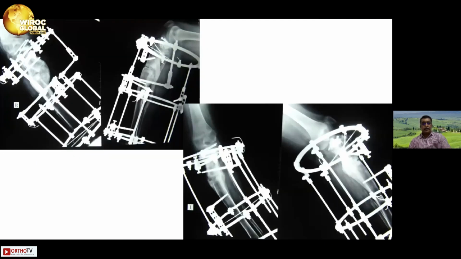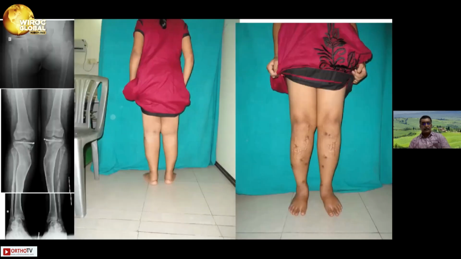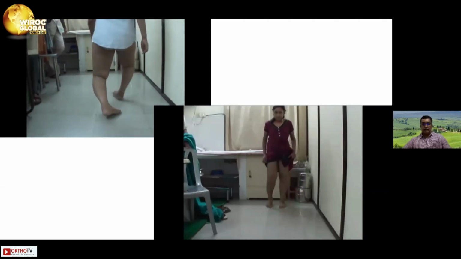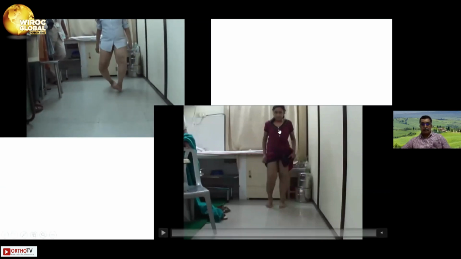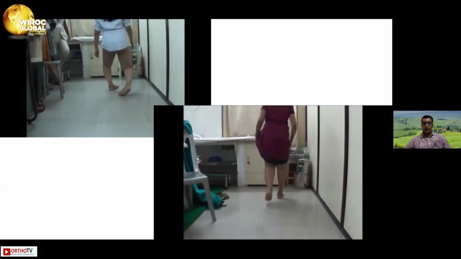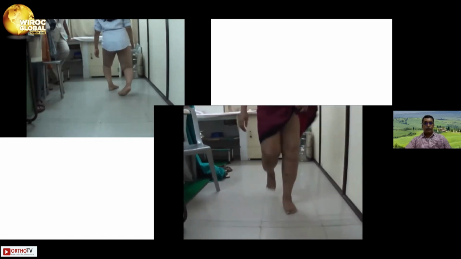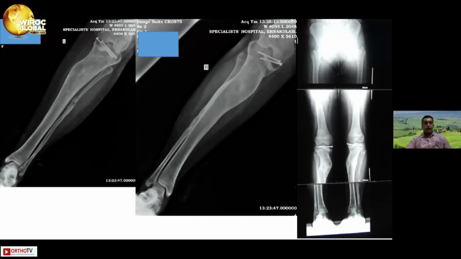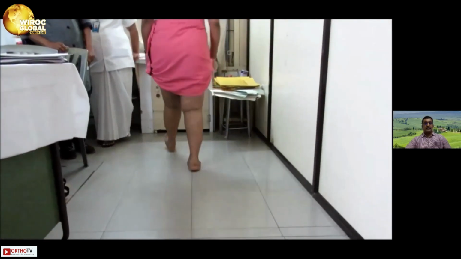That is the pre-ring removal X-rays. This is after ring removal. The mechanical axis is restored, although there is a zigzagging. This is the initial deformity. And that's it after correction. 6 years later, follow-up. Almost the bone is remodeled pretty well. Mechanical axis is restored. This is a normal gait.